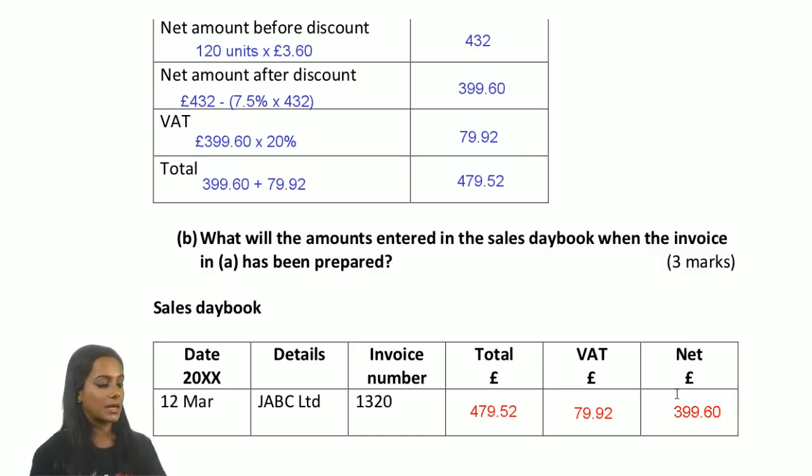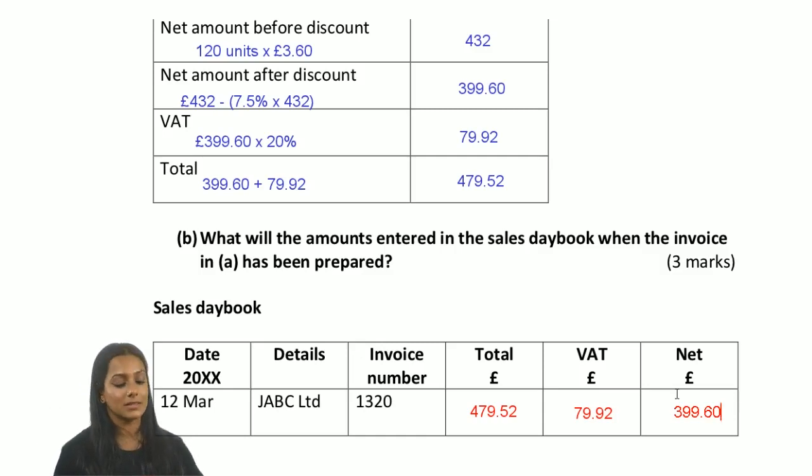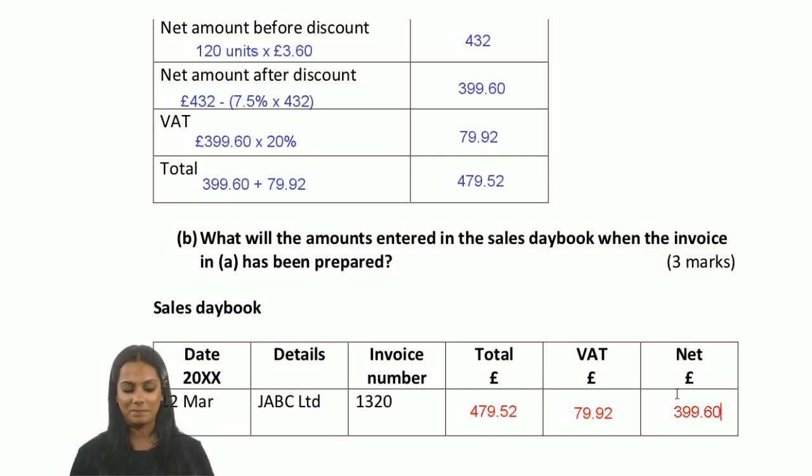So here the examiner is testing you on your ability to understand that the total the customer will pay you will include the VAT. But the net amount, that will go to your sales account. But the VAT will go to your sales tax control account, because the amount that you've collected from the customer is due to HMRC, or the tax authorities. Okay, so there you have it, guys. Part B, very nice, very easy.